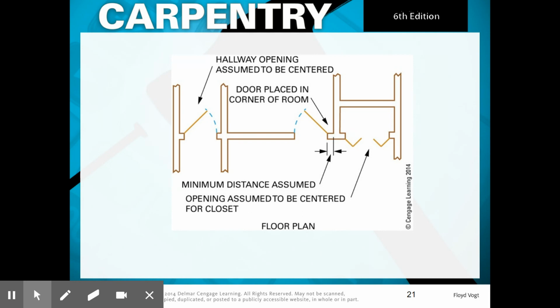Here's another one. So you won't always have strict numbers. You just need to work with what you have. So this is just assuming that there's a minimum distance, and then this opening is assumed to be centered for the closet. Sometimes they're not. They could be off by a little bit, but you just need to make it work.